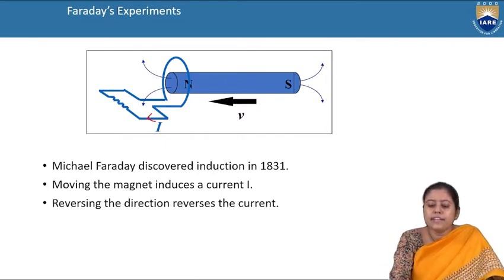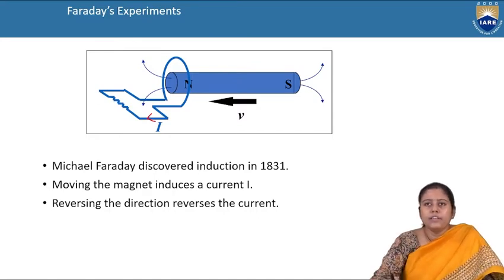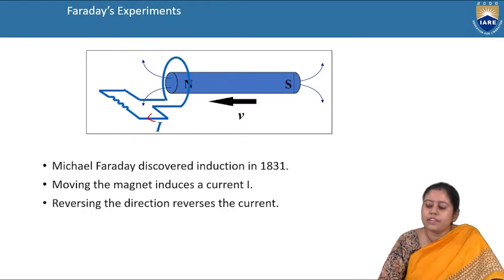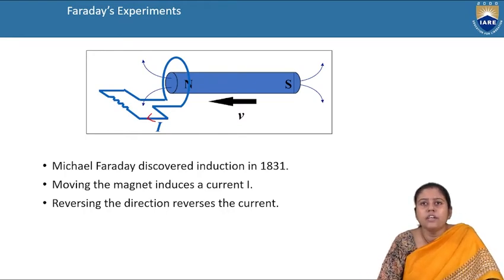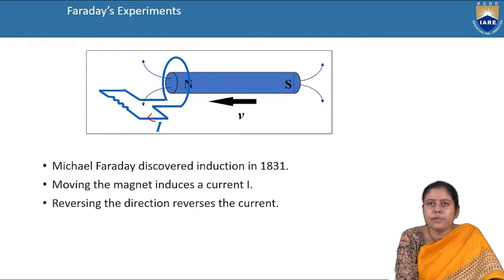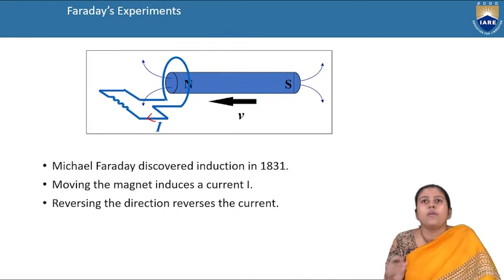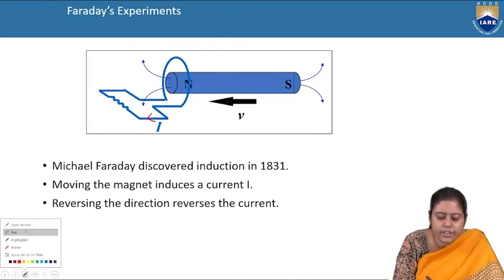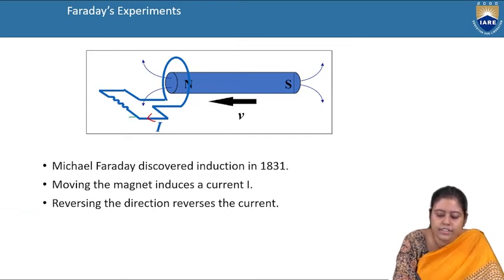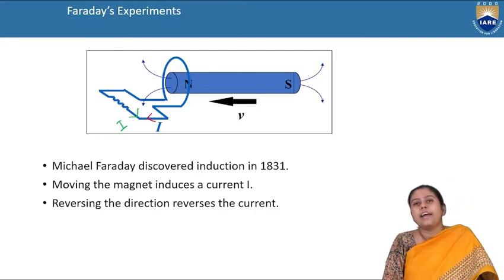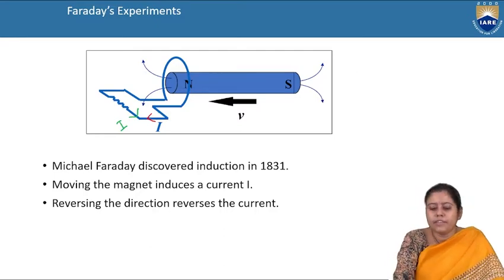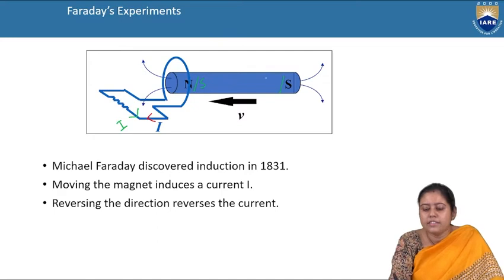And when he reversed the direction, what happened? When he changed the direction of the north pole and south pole, the current also reversed. He took the magnet and reversed it, and whenever he reversed the south pole to north pole, the direction of the current changed. The green one shows the direction of the current when he reversed the north pole and south pole.